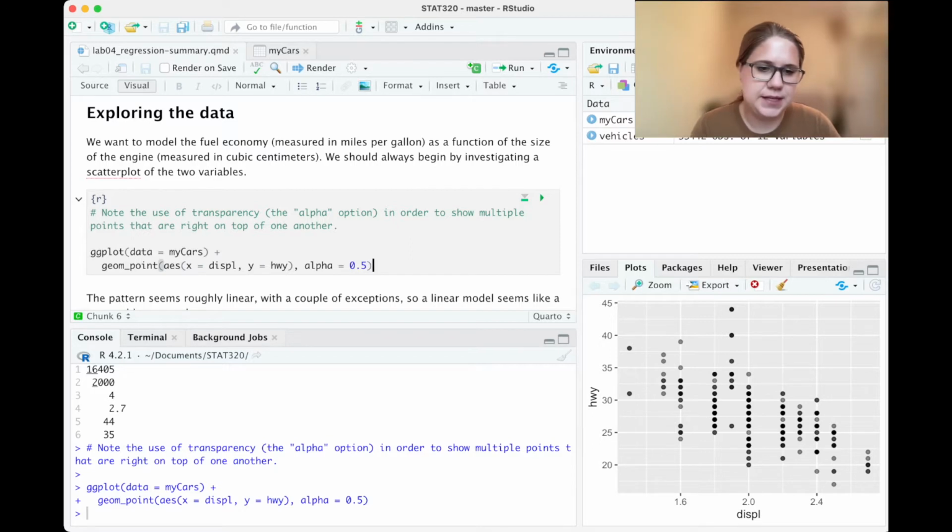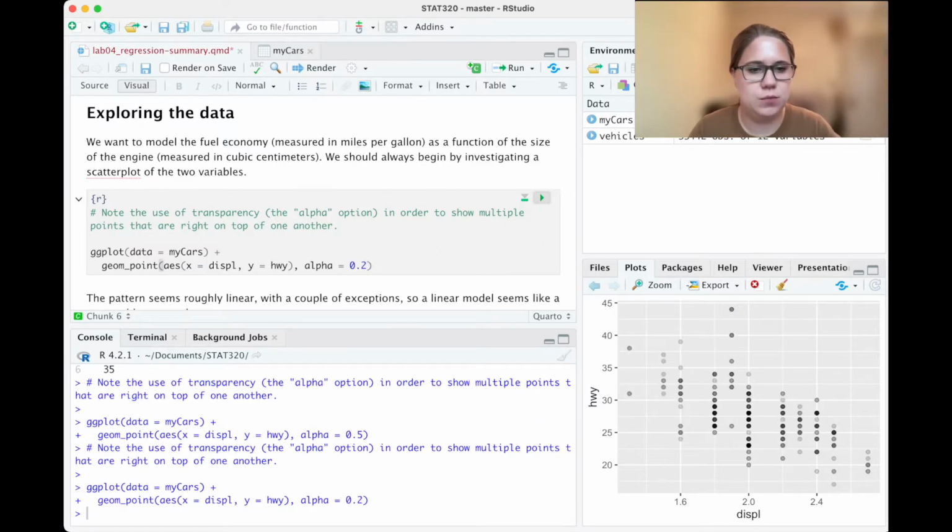Maybe I'll smoosh this over a little bit. So I can see that there are some places where it's kind of light. Maybe there's only one car that has a 2-liter displacement and about 34 miles per gallon. But some of these are really dark because there's a lot of cars that have those qualities. And I could drop down that alpha even more to make them more transparent. Probably this is too much because now I'm starting to not be able to see some of the points. Let's put it back up a little bit.